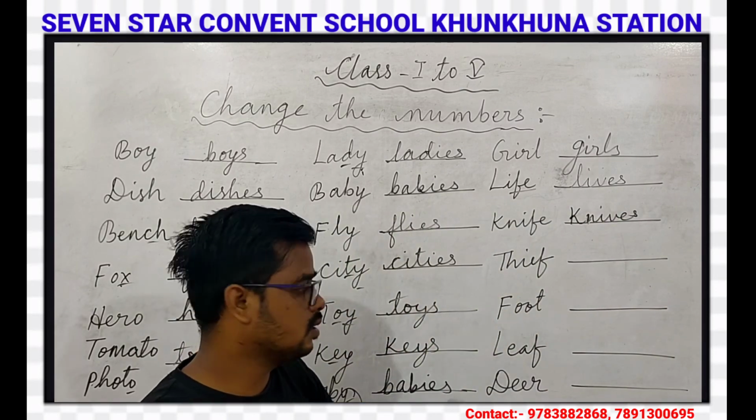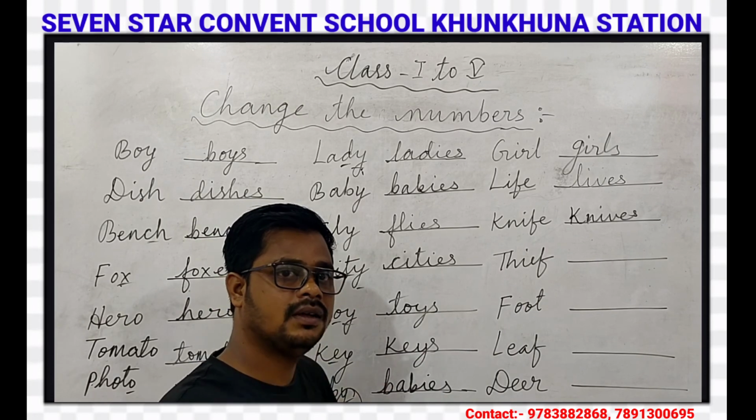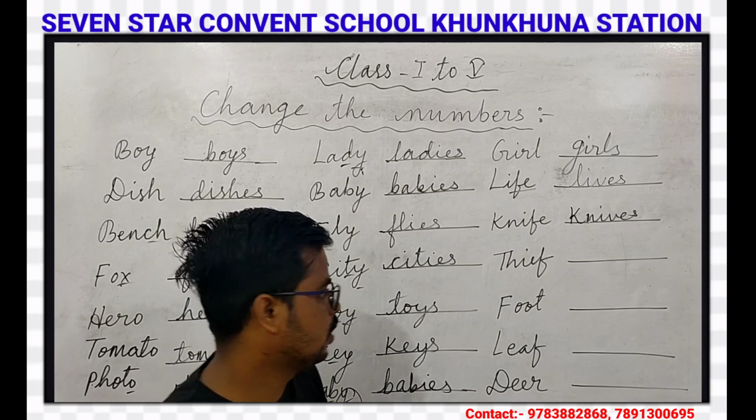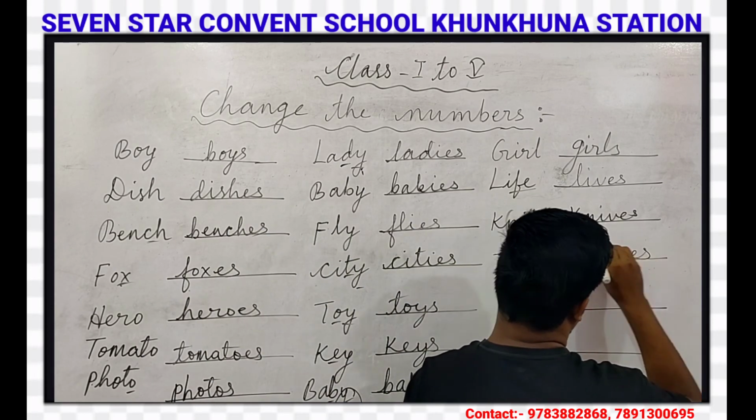Our next question, thief. Its last letter is F, so we have to remove the F and add V-E-S to make it plural. Thief will become thieves.